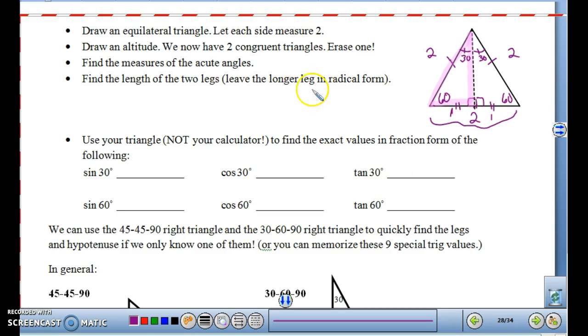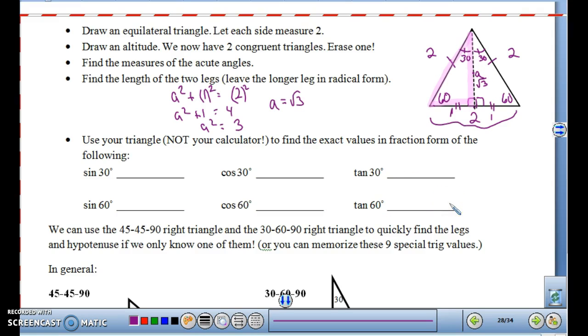Now the longer leg, it says leave the longer leg in radical form. Well, if we want to look for the longer leg here, on this value right here, the longer leg is actually the altitude. So if we want to figure out what that value is, I'll call it A, so we know it's the altitude. Leg squared plus leg squared equals hypotenuse squared. A squared plus 1 squared equals 2 squared. So A squared plus 1 equals 4. A squared is equal to 3. So A is equal to the square root of 3. So this value right here is the square root of 3.